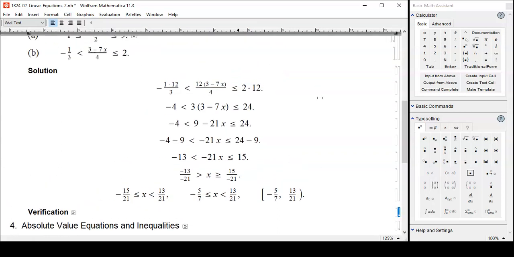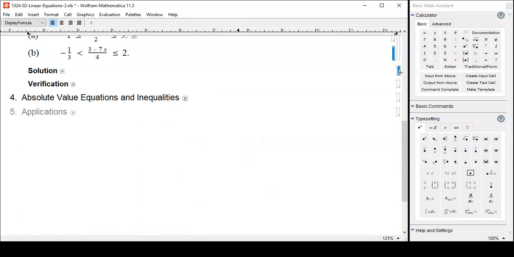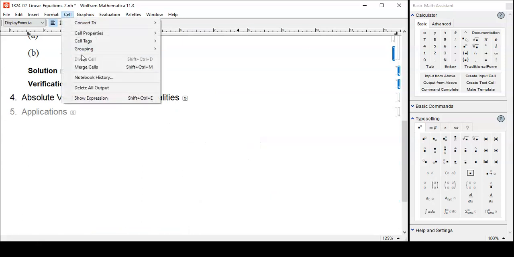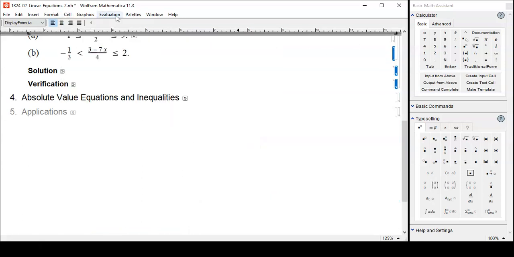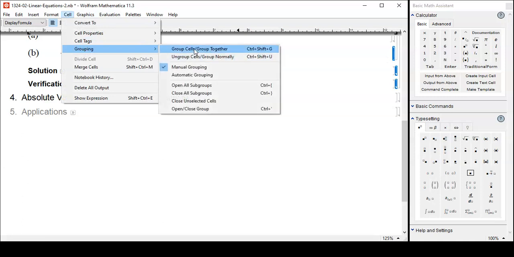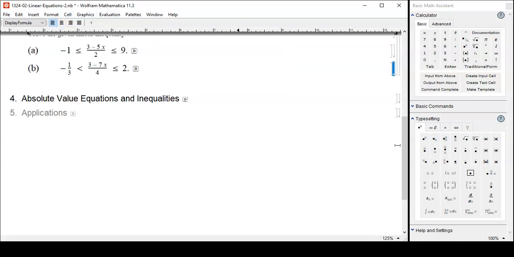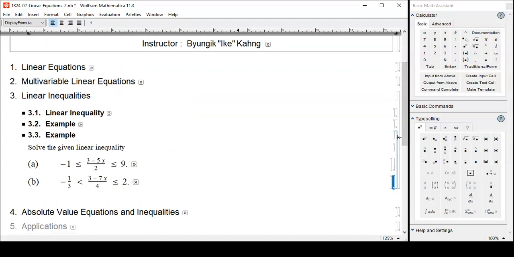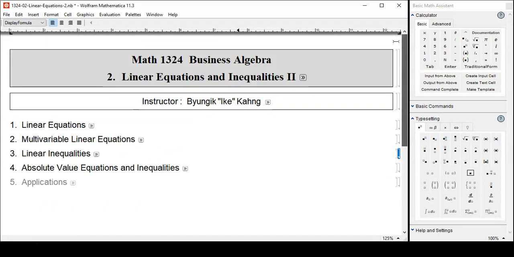So here is the solution to that double inequality problem. Okay, there you go. That completes section 3.